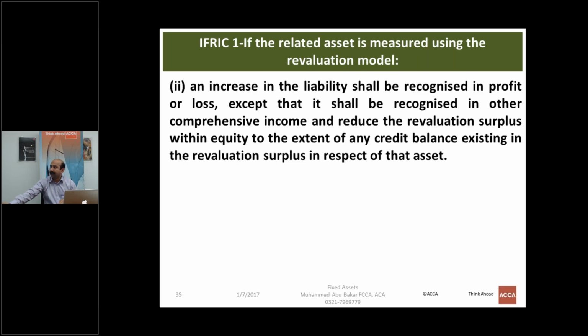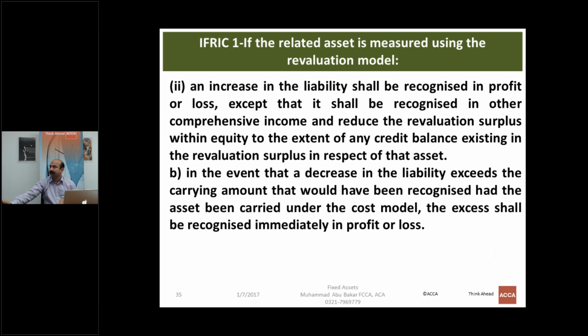if there is an increase in the liability, this will be recognized in profit and loss, except that it shall be recognized in other comprehensive income and reduce the revaluation surplus within equity to the extent of any credit balance existing in the revaluation surplus in respect of that asset. In the event that a decrease in the liability exceeds the carrying amount that would have been recognized had the asset been carried under the cost model, the excess shall be recognized immediately in profit or loss. Let's have a look at illustration number 2.